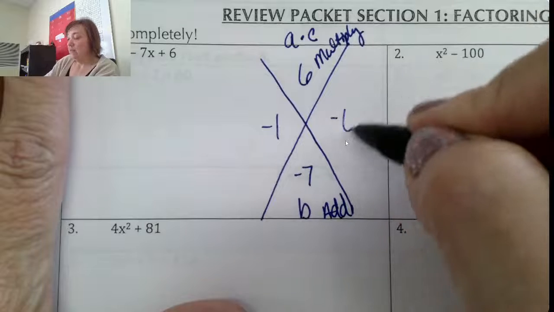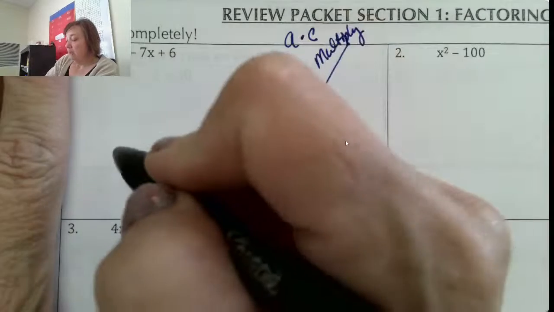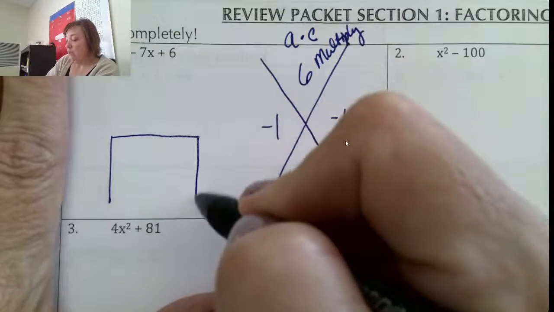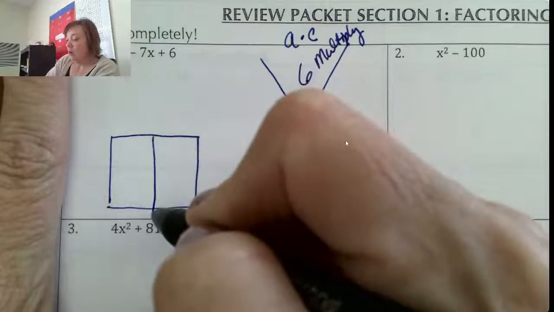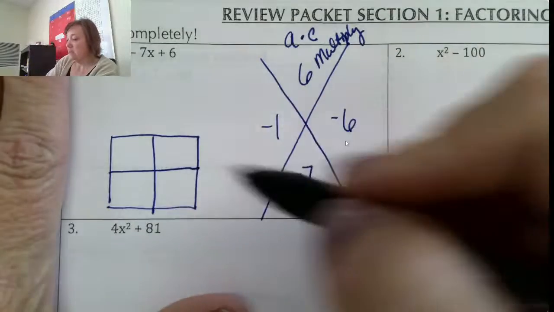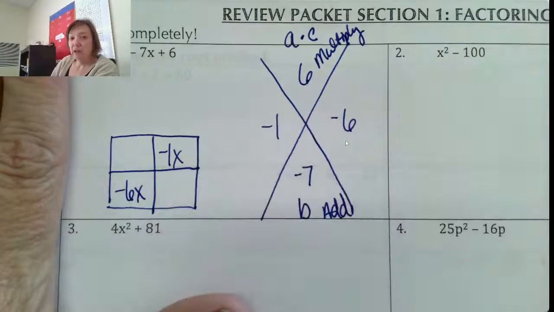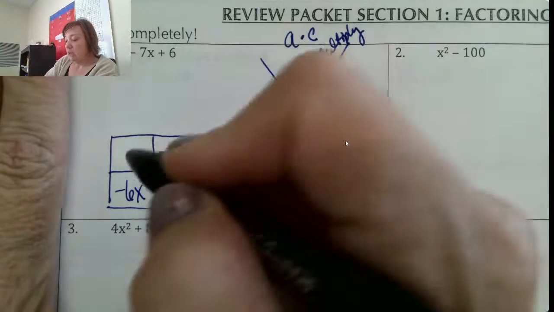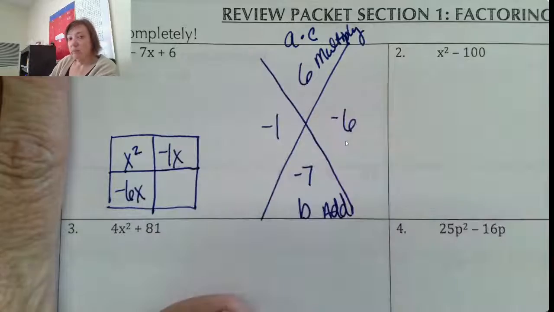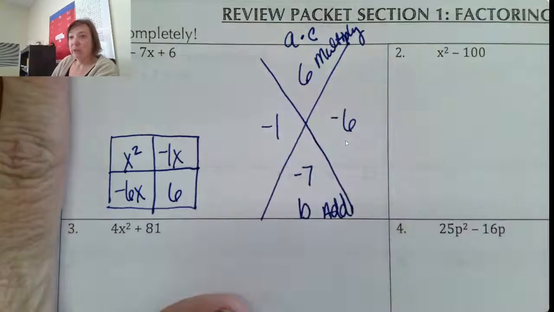-1 and -6. Right? Now, that means the -1 and the -6 are the product of our outside and our inside. So we've got a -1x and a -6x here and here. This is our x squared. It's always our first term. And this is our 6. That's always our last term, right?